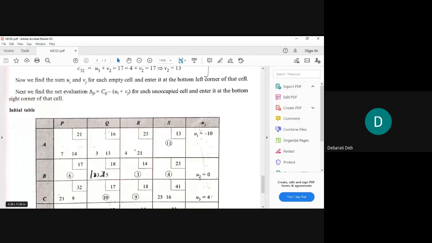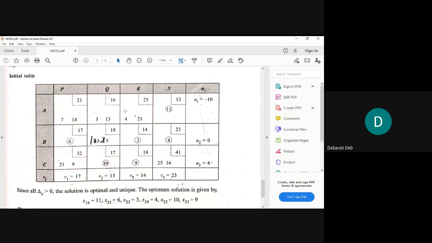Okay. And what is this 14? You can see on your screen in the cell. You write this now in your copy. In the first cell, you write 7 on the left corner. And what is this 14? This 14 is nothing but 21 minus 7. How will we get 14? We will get it by deducting this total of ui and vj from the cost allocated in that cell. So 14 is 21 minus 7, and we will write it in the lower right hand side corner of this particular cell.